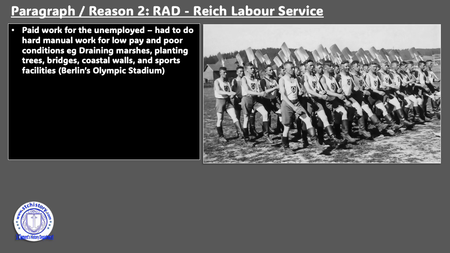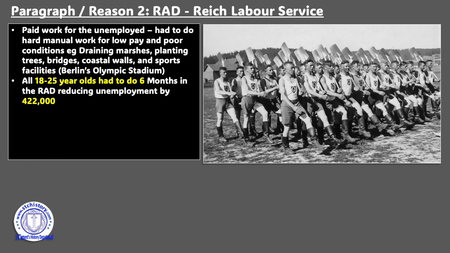All right, so then paragraph 2, the Reich Labour Service, the RAD. The stuff we want to maybe think about in this is this was paid work for the unemployed. They had to do this hard manual work, really low pay to be fair, poor conditions, poor food. So some of the examples that you're going to want to bring into this paragraph will be draining the marshes, planting trees, bridges, coastal walls, and sports facilities. Obviously the Berlin Olympic Stadium is going to be your biggest example.